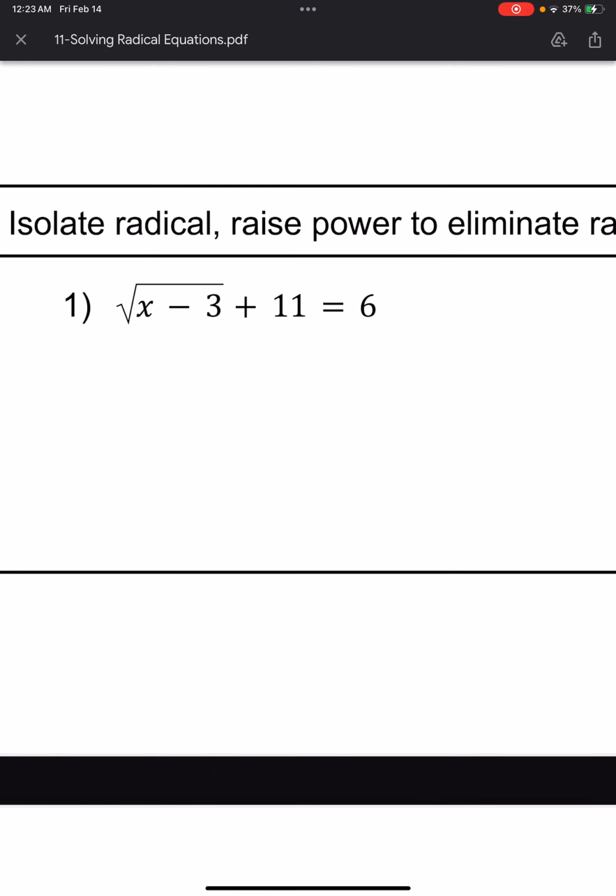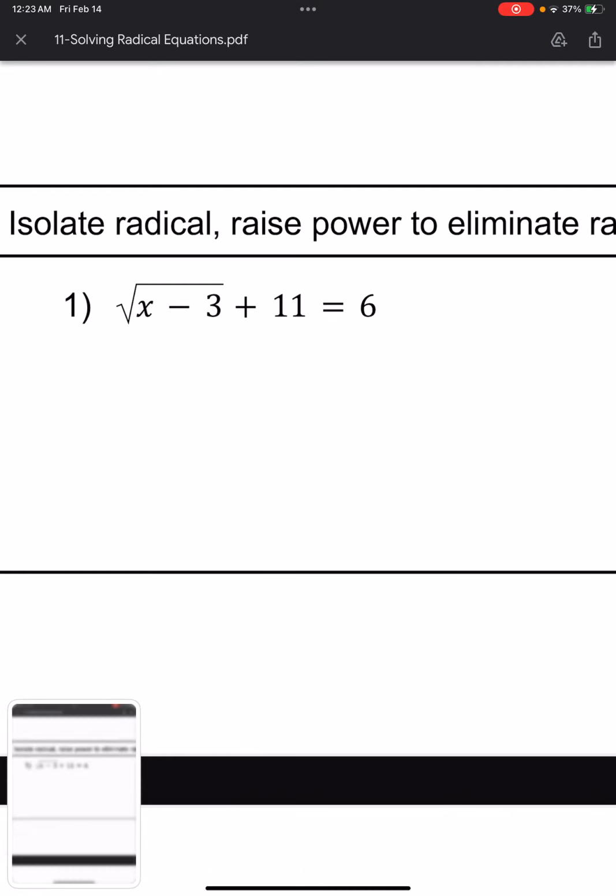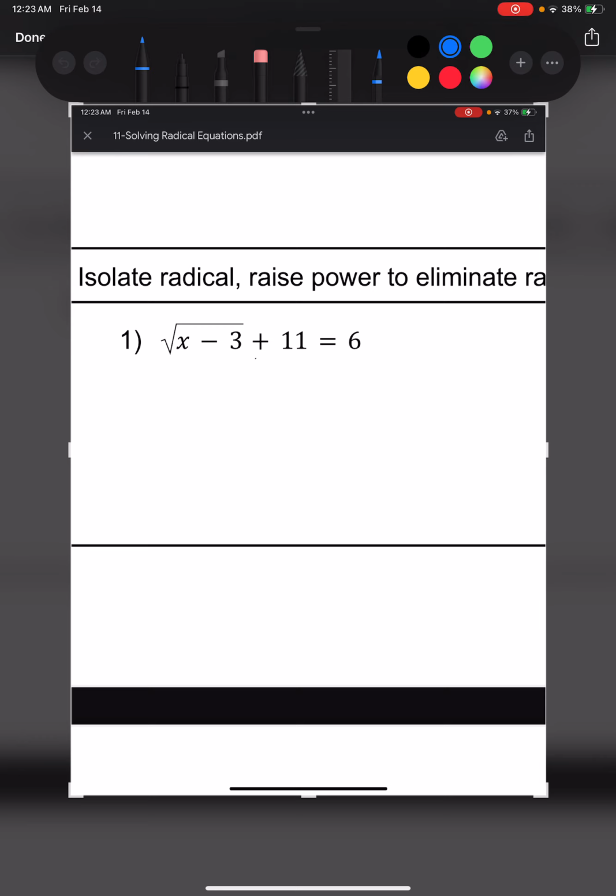The only difference here compared to the previous one is you have a radical and then there is one single number added there. So the first step is, before you raise the power, you have to eliminate 11. So what I'm going to do is subtract 11 first.